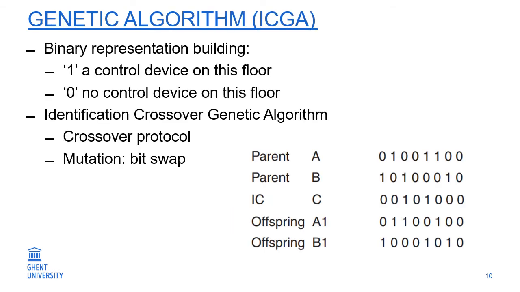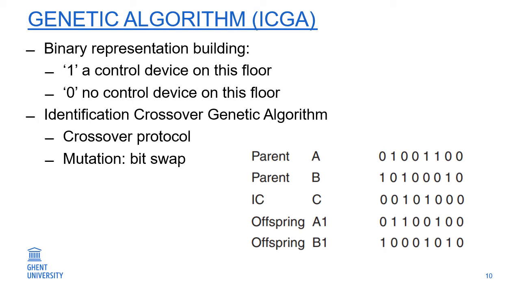For this genetic algorithm, the building will be represented by a binary string. Each floor is represented by a bit, 1 meaning there is a control device on the floor, 0 meaning there is no control device. The problem with the general genetic algorithm lies in the fact that there is a fixed amount of control devices. This constraint won't automatically be satisfied with the normal crossover procedure.